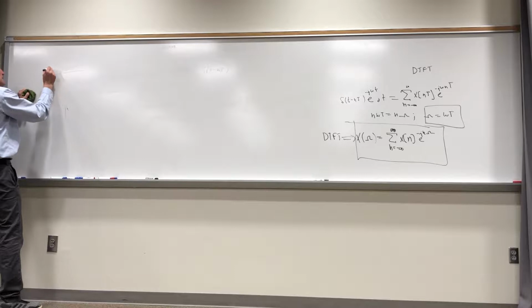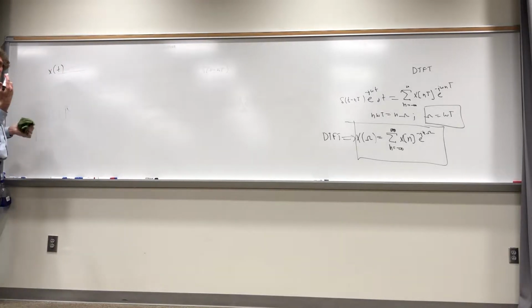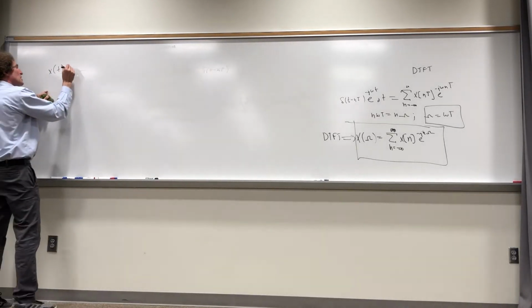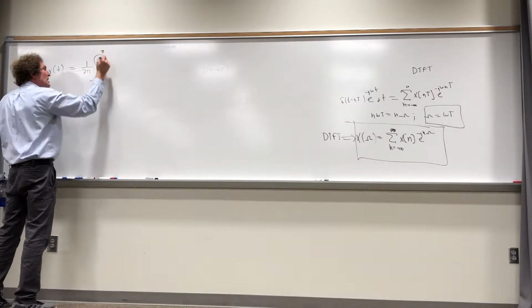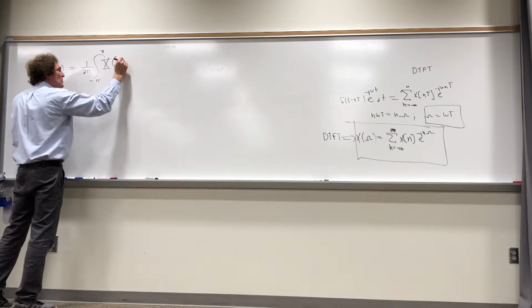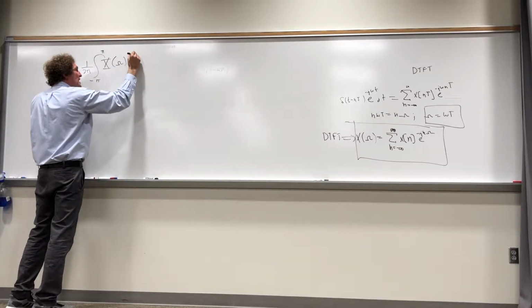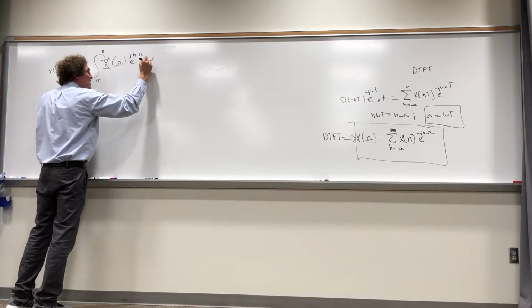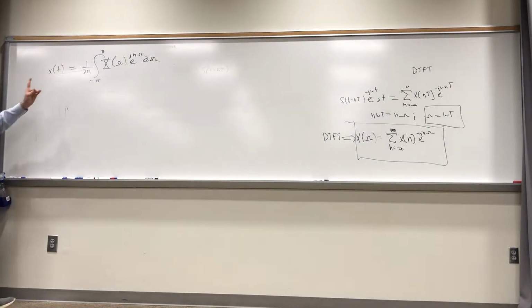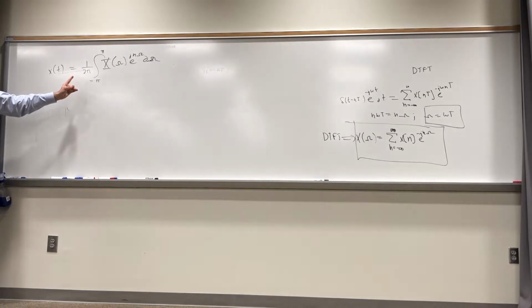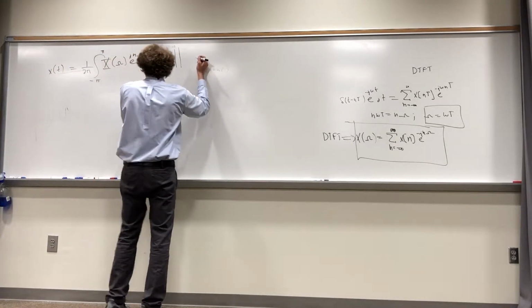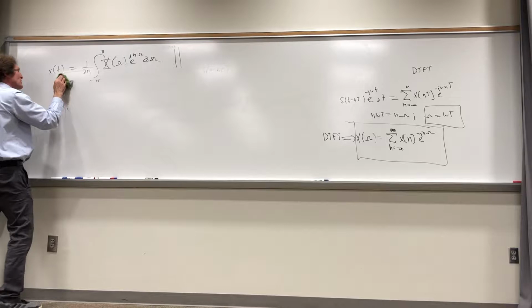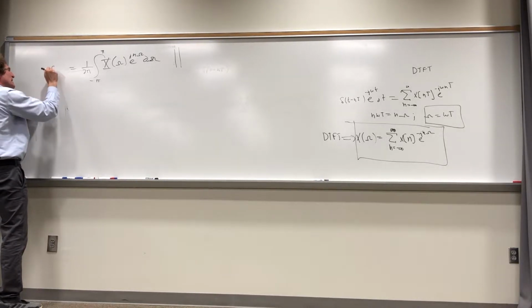The inverse, if you want x of n, this is actually synthesis. This one you like, is simply 1 over 2 pi, the integral from minus pi to pi of X of capital omega times e to the j n capital omega d omega. Now, I want you to take one look at that and just contrast that to the actual inverse for the Fourier transform. This is actually x of n, pardon me. I'm putting x of t. This should be x of n.